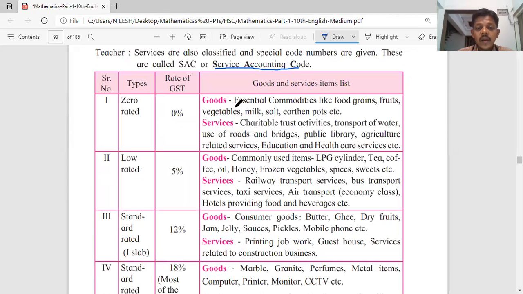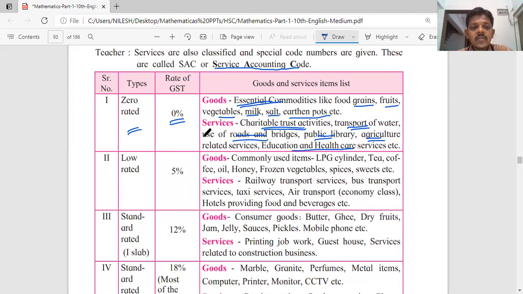And here, zero rated. Essential commodities like food grains, fruits, vegetables, milk, salt, earthen pots, no tax. Services like charitable trust activities, all the charities, no tax. Transport of water, use of roads and bridges, public library, agriculture related services, very important, education and health, all are tax free. Zero. Then low rated, need not remember, baad mein pata chalega. But essential, 0%.